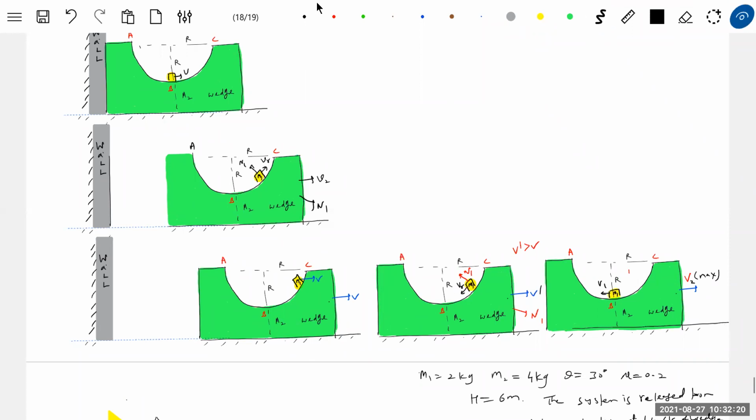Maybe when the block again starts climbing up. So again it starts climbing up. How will N sin theta act? The N sin theta will act towards left. That will decrease the velocity. Now this is the maximum velocity. If you want, you have to draw one more diagram. I don't have place here.